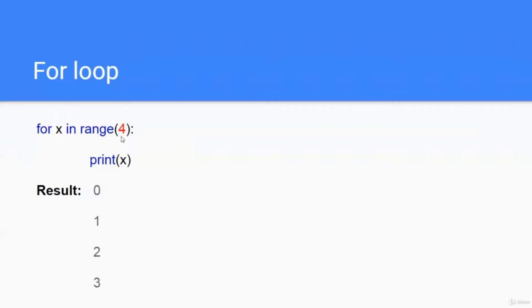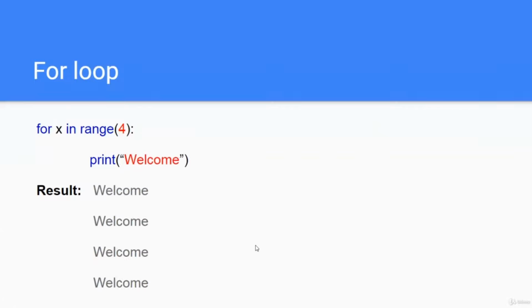That means it will contain a total of 4 elements. So for x in range 4, if you print x, what will happen? Between 0 to 3, you're going to print the elements. So the output of this code will be 0, 1, 2, and 3.